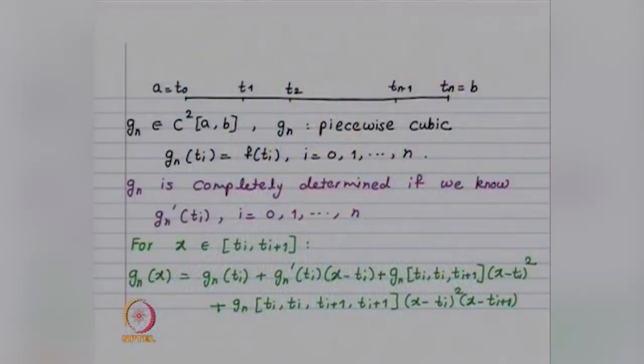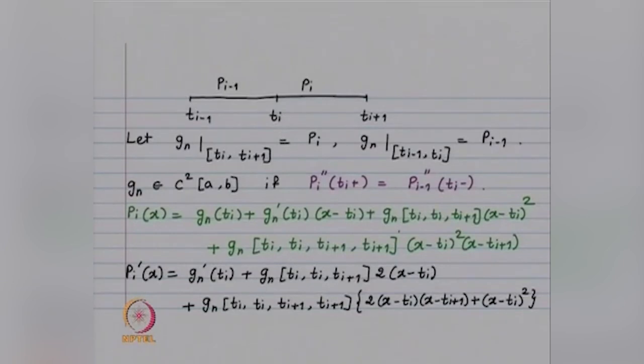So, now what comes is the technical thing. Like I have explained to you what is the idea, and now let us work out the details. Look at the interval t_i to t_{i+1}, and then we have written g_n(x) in terms of g_n(t_i), g_n'(t_i), and then the divided differences. These divided differences, they also will be in terms of the value of g_n at t_i and value of g_n' at t_i. Now, look at the derivative. So, when you take the derivative, you get g_n'(t_i); the g_n(t_i) is constant. So, the derivative term vanishes.